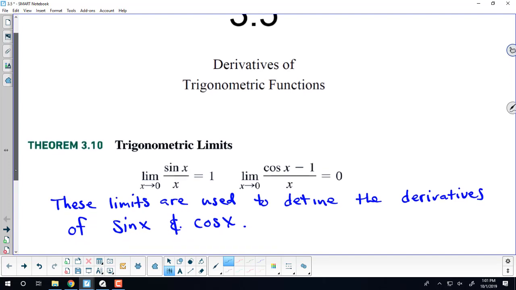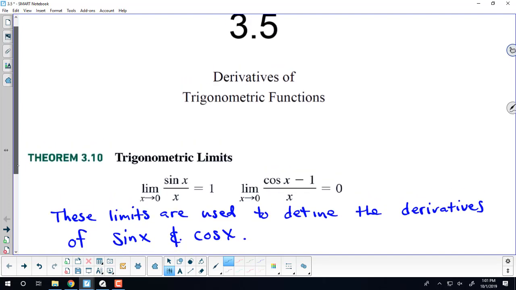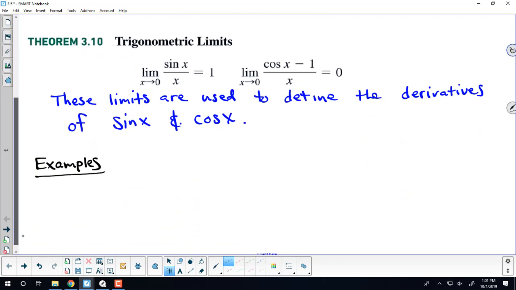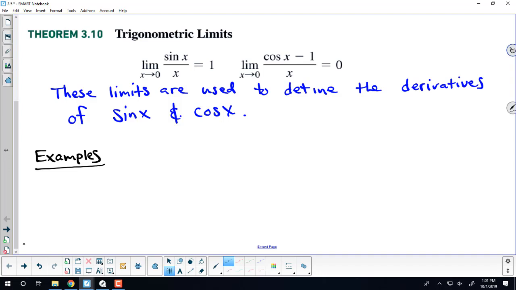All right. So in 3.5, we're going to get the derivative of our trigonometric functions. But before we actually look at those, we address these two limits. These limits are used to prove or to determine the derivatives for sine and cosine when we're using the definition of the derivative. I know one of them's done in your textbook. We'll walk through another one once we get there.